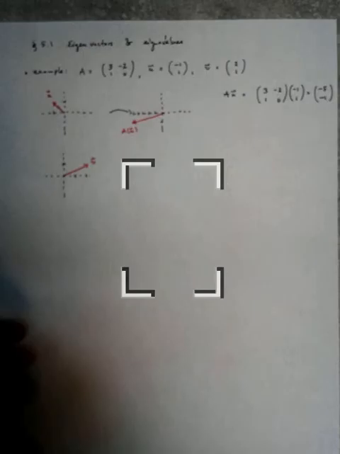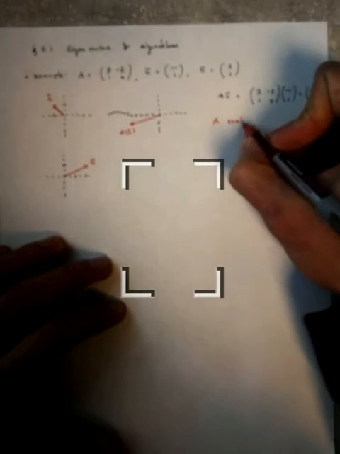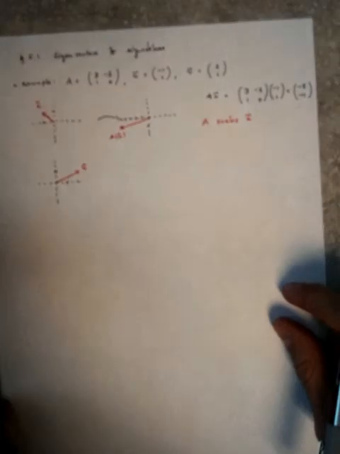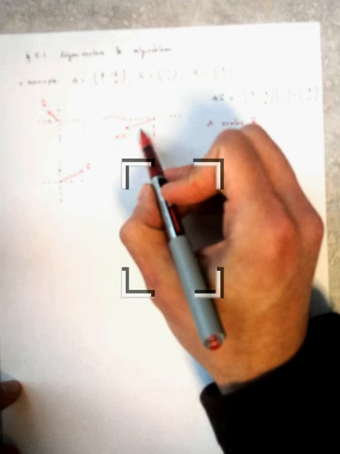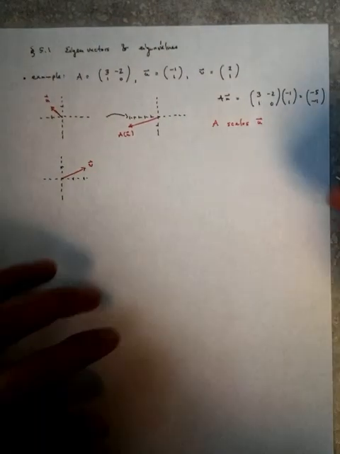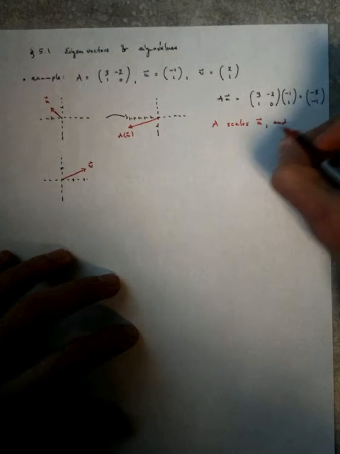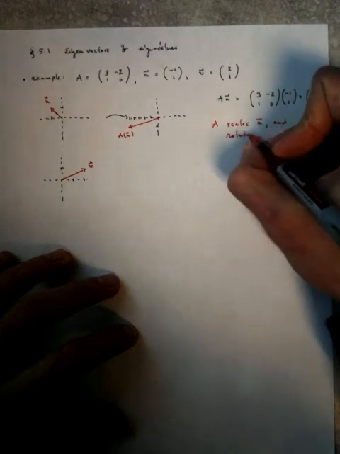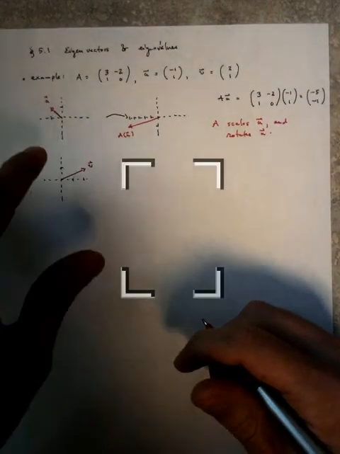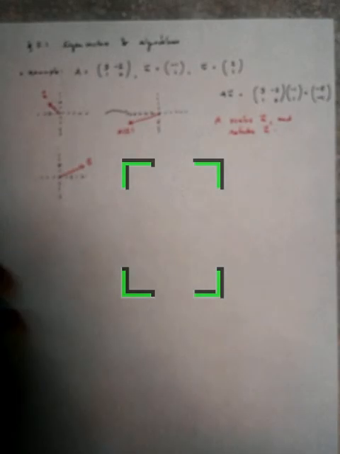Okay, so you can see that A scales U because it stretches U out, right? You can see that this vector is longer than this vector, right? See that? But it also rotates. Right, so it takes this vector, stretches it out, and then rotates it down, right? So this is what A does.